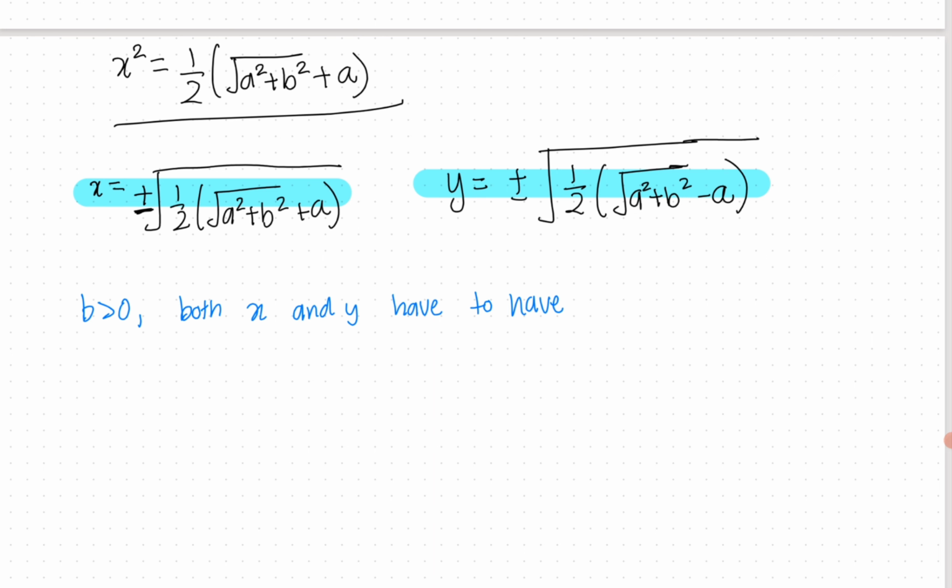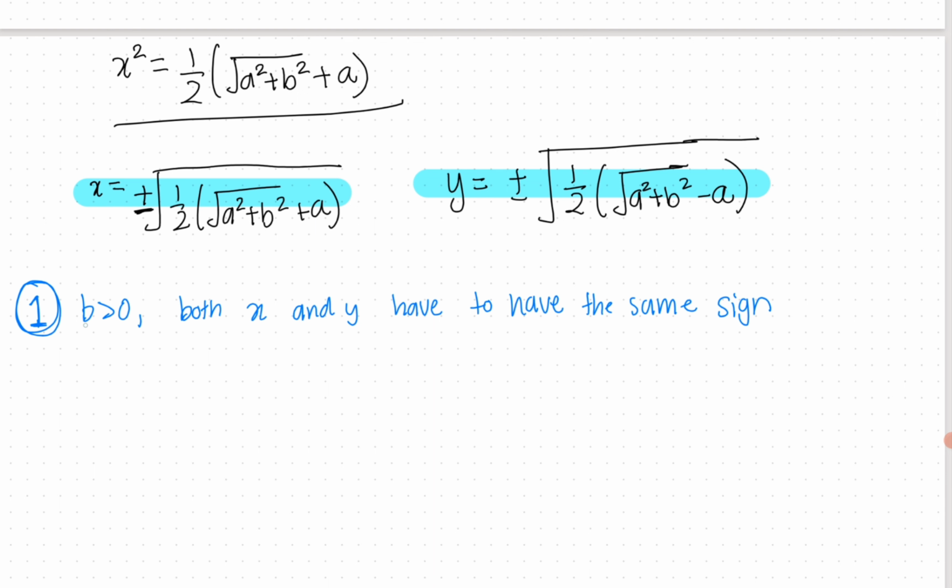So when b is positive, both x and y have to have the same sign. Sorry, I don't know what's wrong. They have to have the same sign, and that sign could either be negative or positive. But they both have to be negative or they both have to be positive. So this is actually the first case. So we're kind of splitting it up into 2 cases. So let's solve this first.